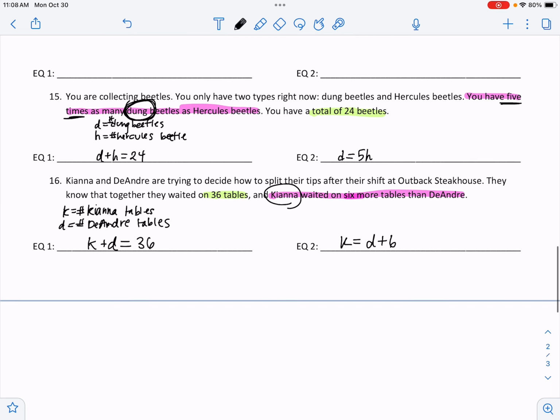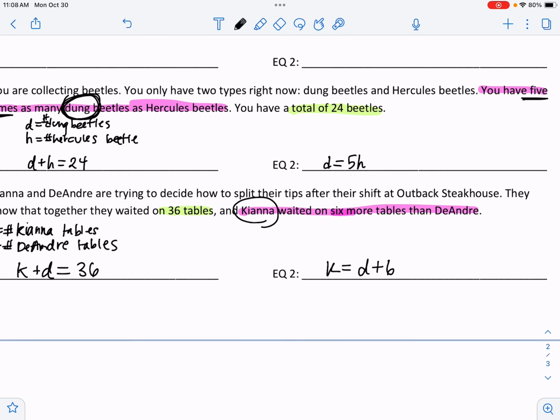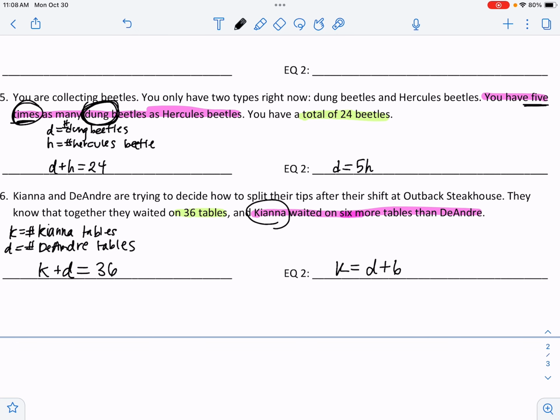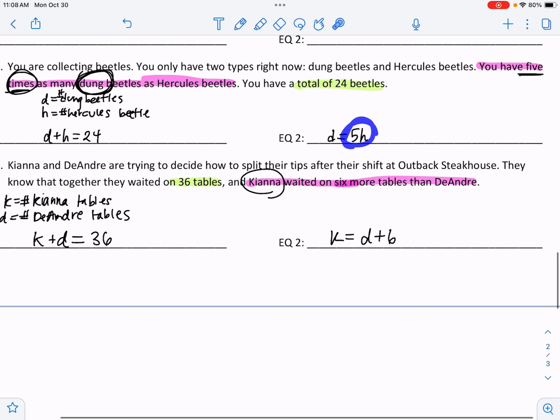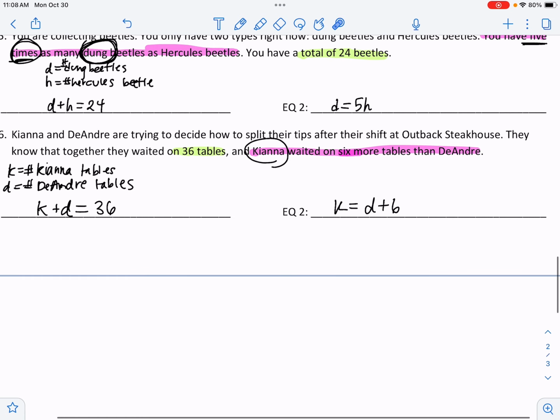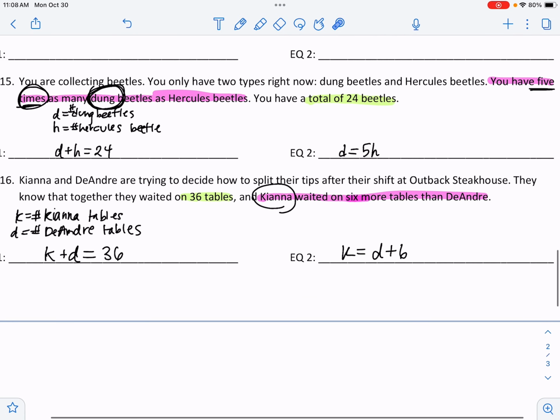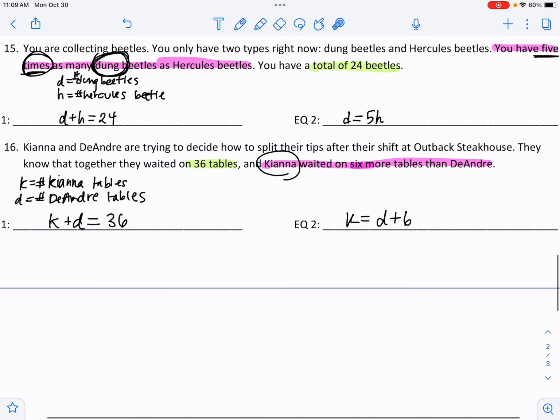So in the previous example with the beetles, it actually said 5 times as many, so 5 times H is the equation. The second one said 6 more, not 6 times. 6 more would be plus, and I guarantee you 6 times D will be an option. And if you solve it with 6D, you're solving a wrong equation.